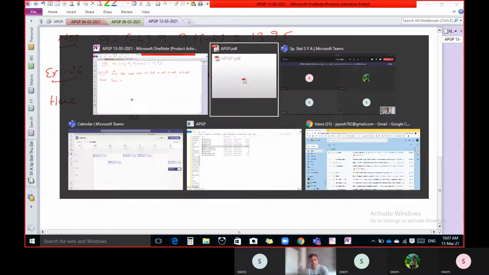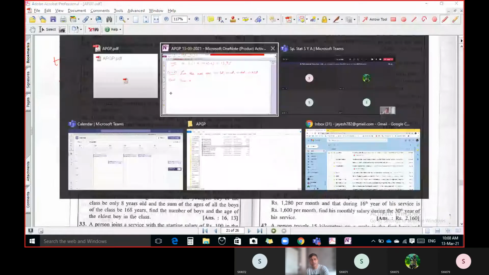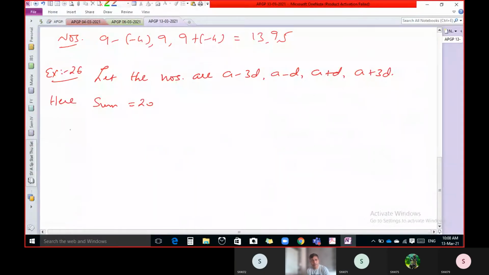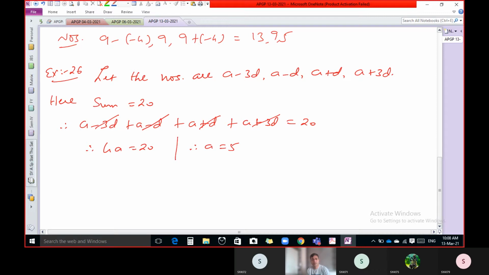So here the sum is given, that is 20. So add these four numbers: a minus 3d plus a minus d plus a plus d plus a plus 3d equal to 20. You can cancel d. So we get 4a equal to 20. So we get a equal to 5.